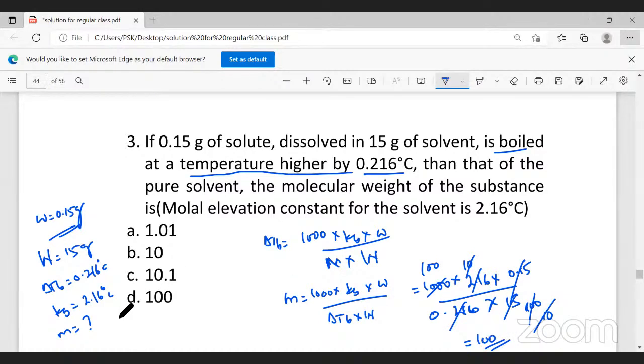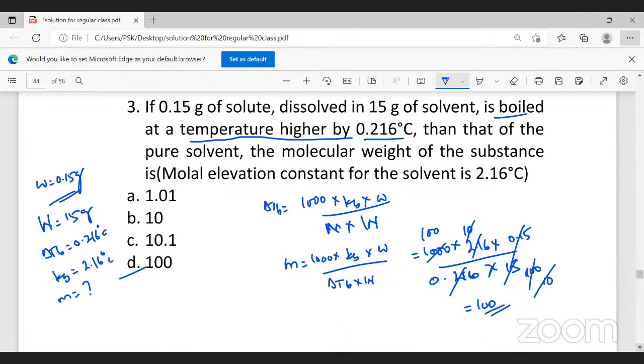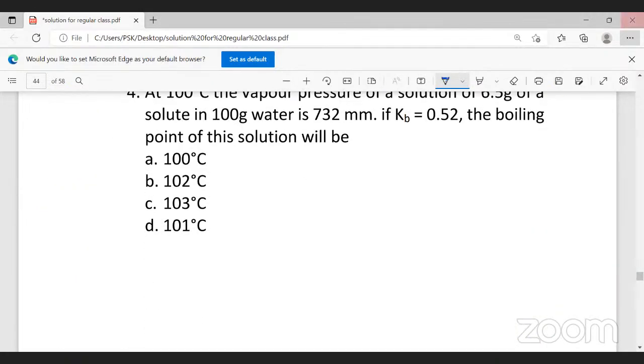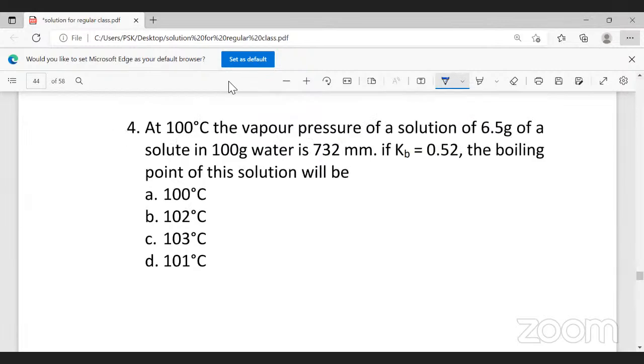So the answer for this question is 100. You can check the simplification later. So the answer for this question is 100, the molecular mass. It's all direct substitution in the formula. So for a few of the questions, we will have to apply the understanding of the subject.